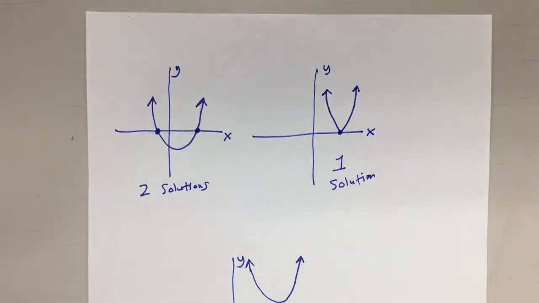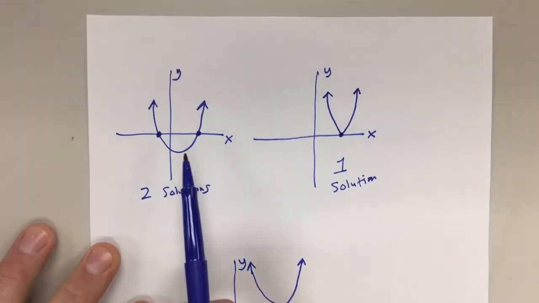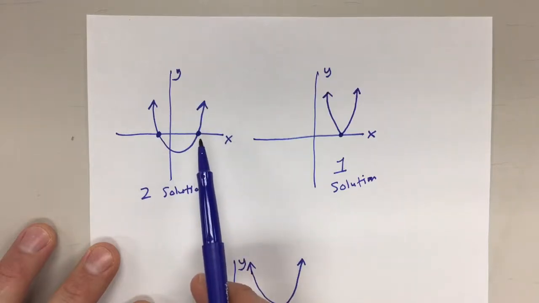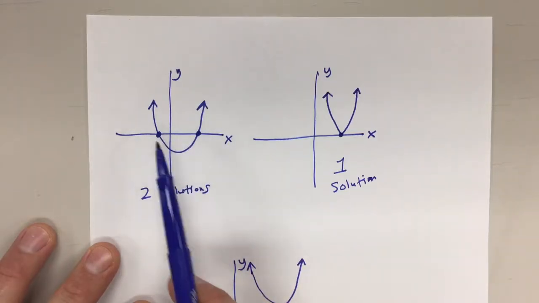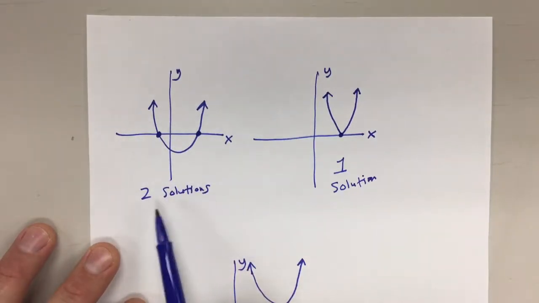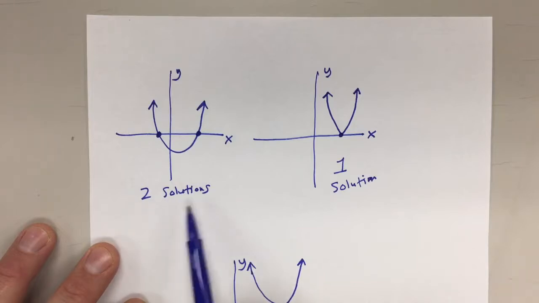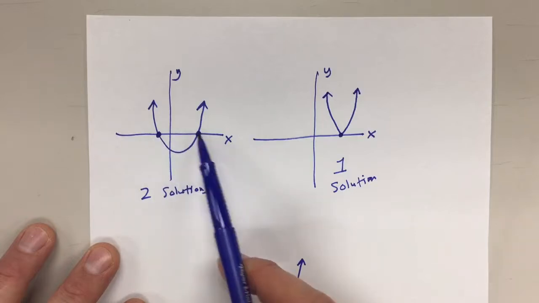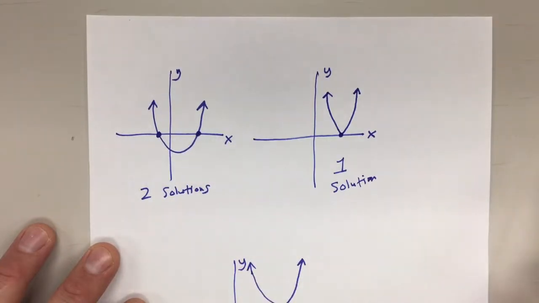All right, we are continuing our unit on solving quadratic equations. And when you're solving a quadratic equation, three things can happen. The first thing is that the parabola could cross the x-axis and hit it at two spots. Those are the problems that have two solutions. A solution to a quadratic equation is simply where the parabola crosses the x-axis.